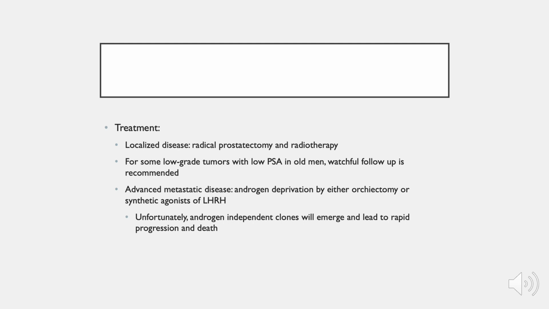normally LHRH is secreted in pulses in our body. But when we treat patients with agonists of LHRH, these are given constantly. And for some reason, constant release of LHRH results in a decrease in androgen, not an increase. And that's why we use them to treat advanced metastatic prostate cancer. The problem with androgen deprivation is that a clone of cells that do not need androgen will evolve and overcome these medications, eventually leading to rapid development and death.